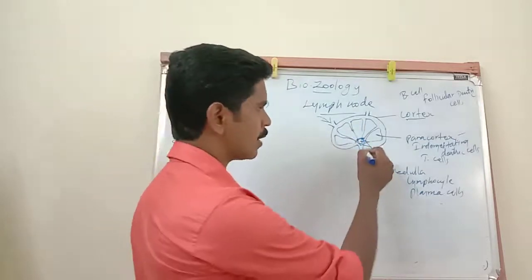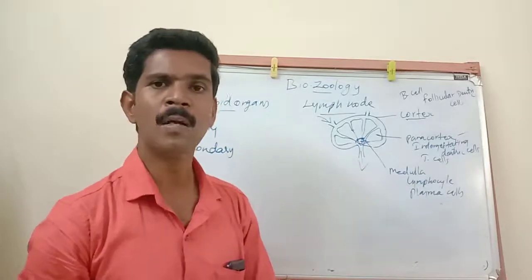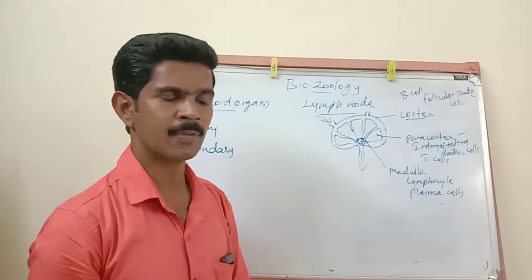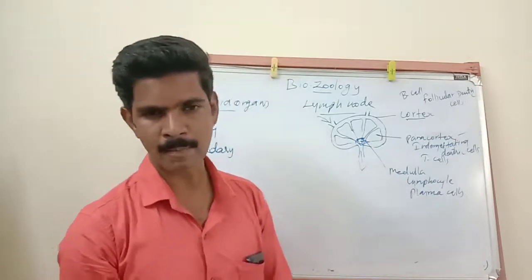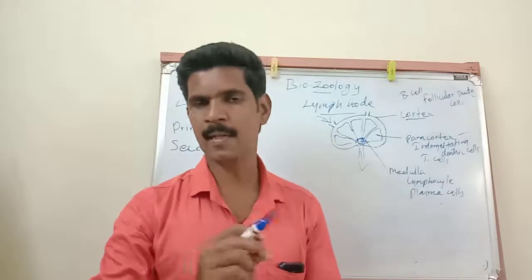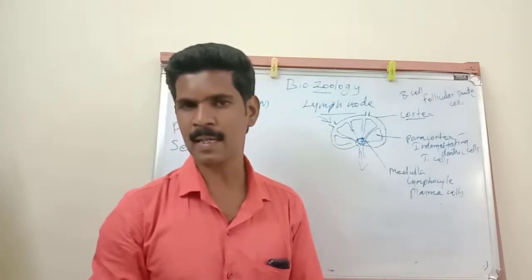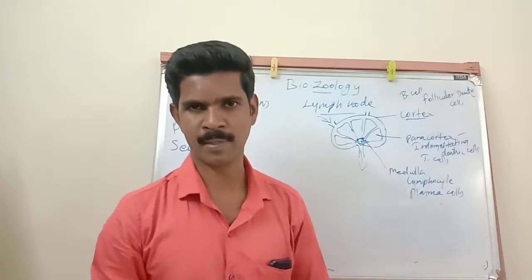So on the opposite side, pure lymph is coming outside. This pure lymph consists of a large amount of plasma cells. I hope you all understood this point. As the lymph slowly enters inside the lymph node, the cells present inside the lymph node destroy all the microorganisms.